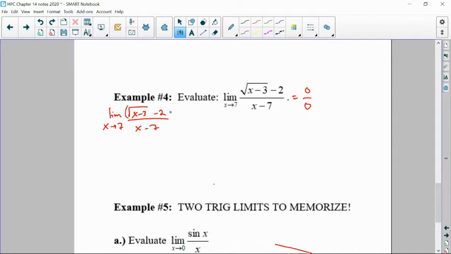So what we're going to do is multiply by the conjugate on top and bottom. And so the conjugate, you're just changing that sign. So it's going to be the square root of x minus 3 plus 2 on the top and the square root of x minus 3 plus 2 on the bottom. Okay, so we still haven't taken the limit yet, so you need to write that.